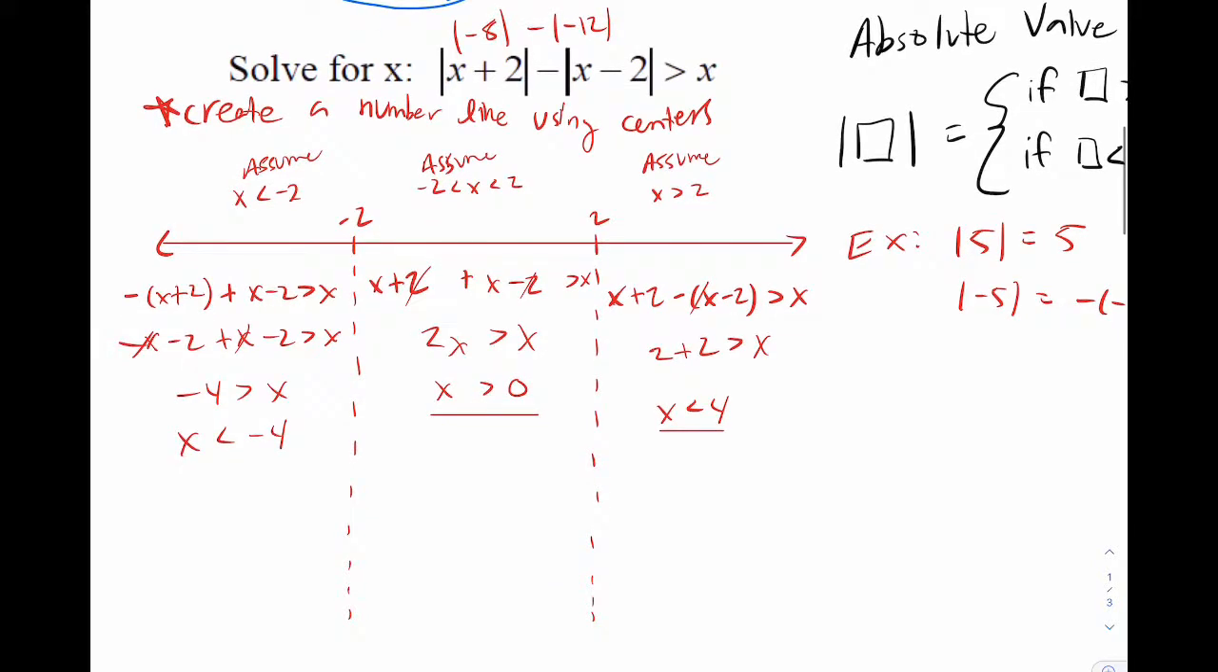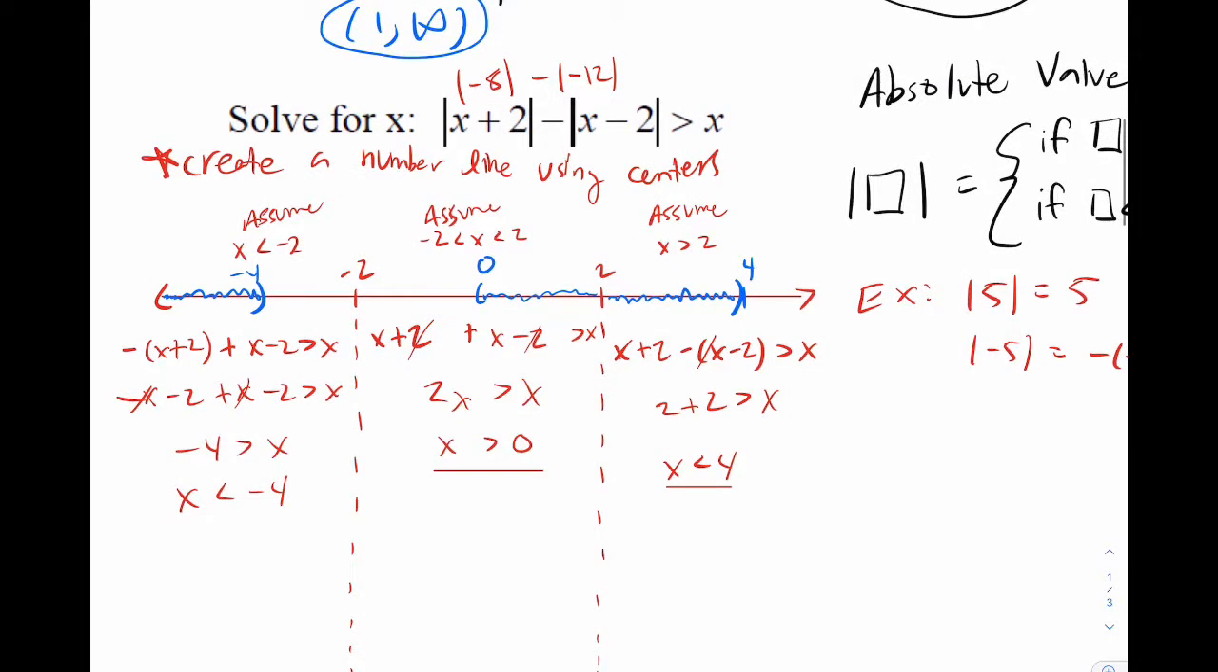So now we put the answers down. Negative 4, x is less than there, so notice how this fits perfectly. So this means if x is less than negative 4, the inequality holds true. Right here, x is greater than 0, so we'll put a 0 here. And I stop here because we don't know what happens here yet. And then 4, x is less than 4. I'm going to shade here.